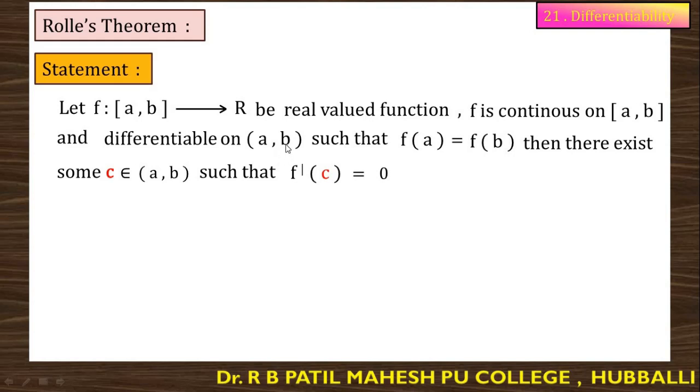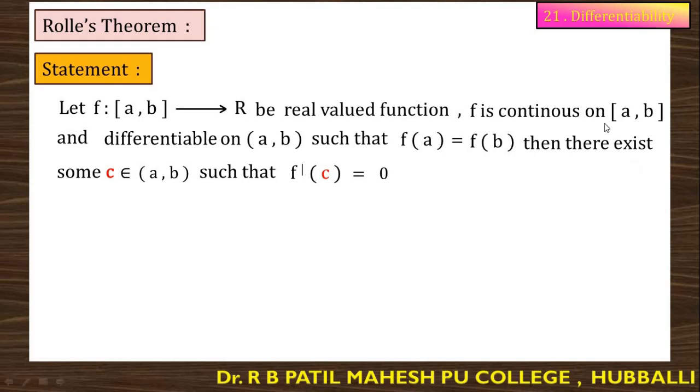So the meaning is, if f is continuous on closed interval a comma b and differentiable on open interval a comma b such that f of a and f of b, the function value of the first endpoint and the function value of the other endpoint, are equal, then there exists in between a and b, excluding a and b, one number c such that the derivative value at c is always 0. So that is the statement of the theorem.